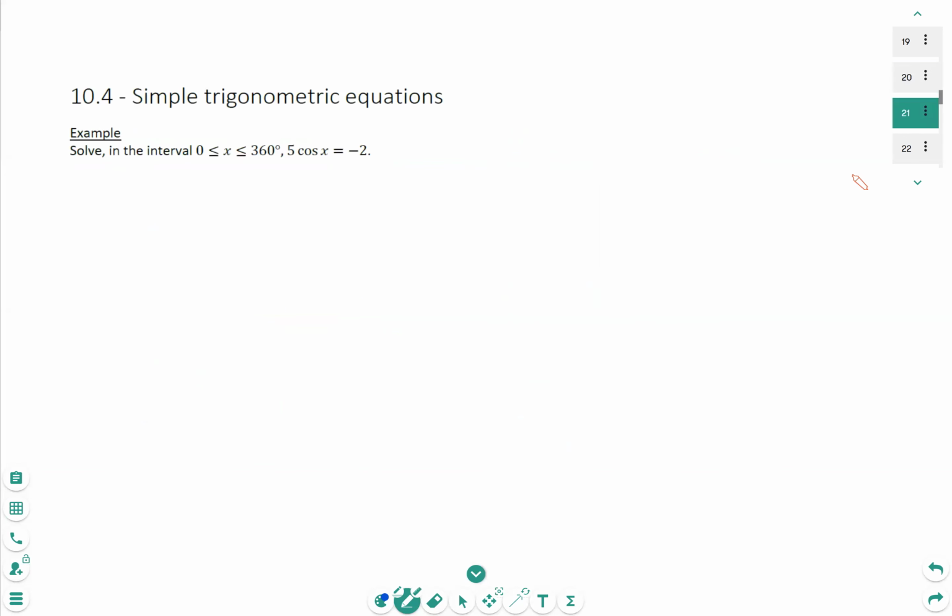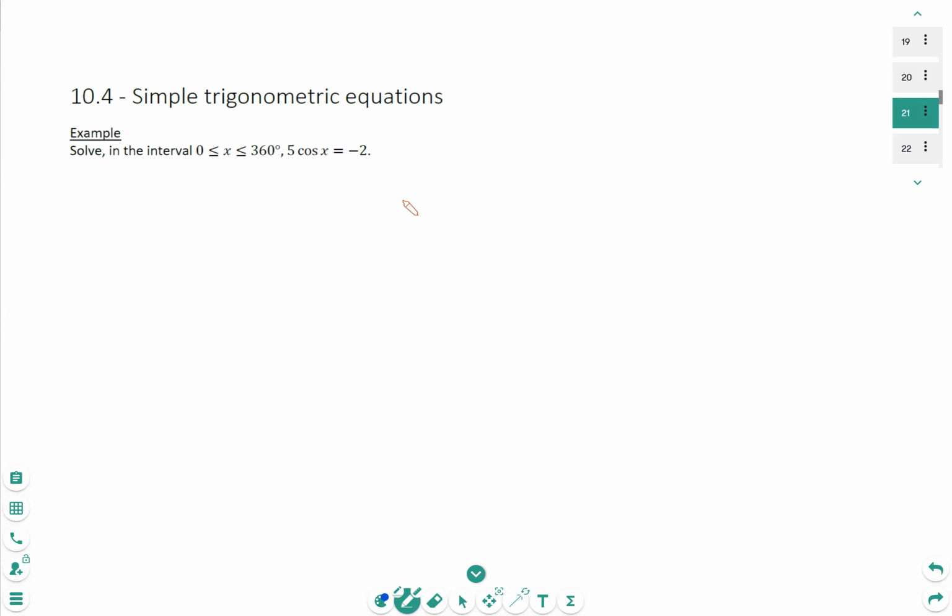Okay. Right. Example. Moving forward. Solve in the interval between 0 and 360 degrees. Now this is important. We'll notice why later. For 5 cos x equals negative 2. So it's not always theta. Theta is not always the favorite Greek letter. Sometimes we use x as well.